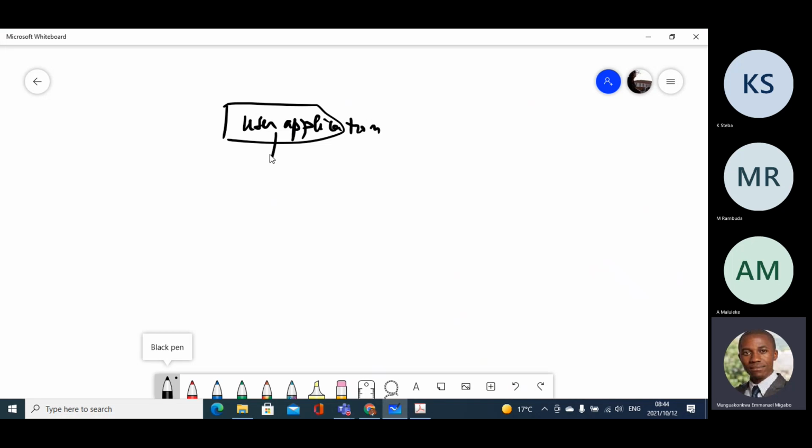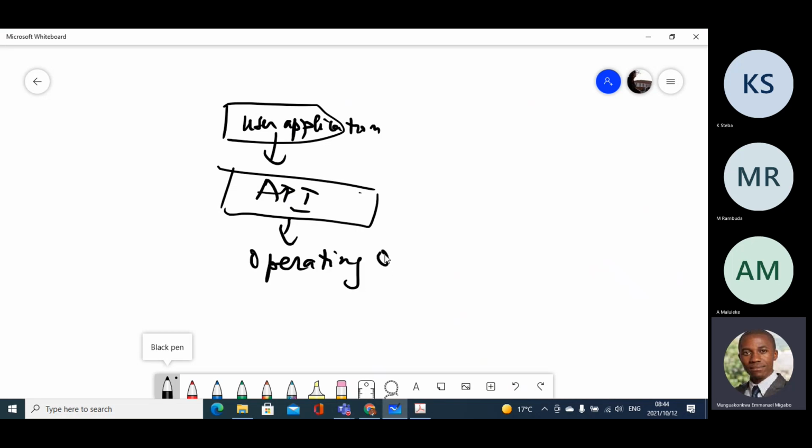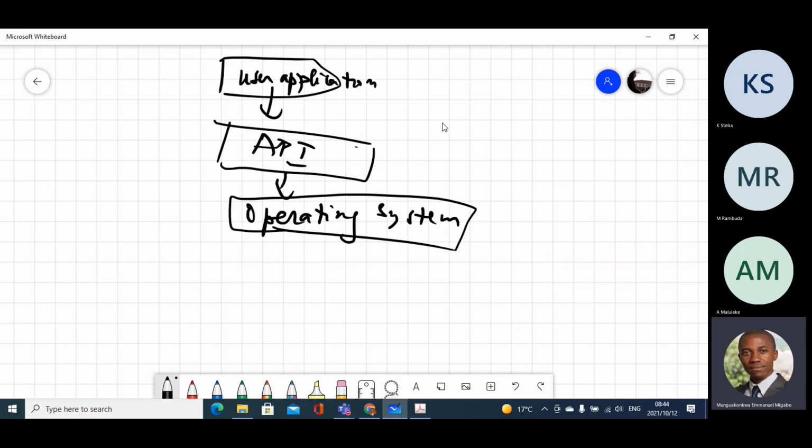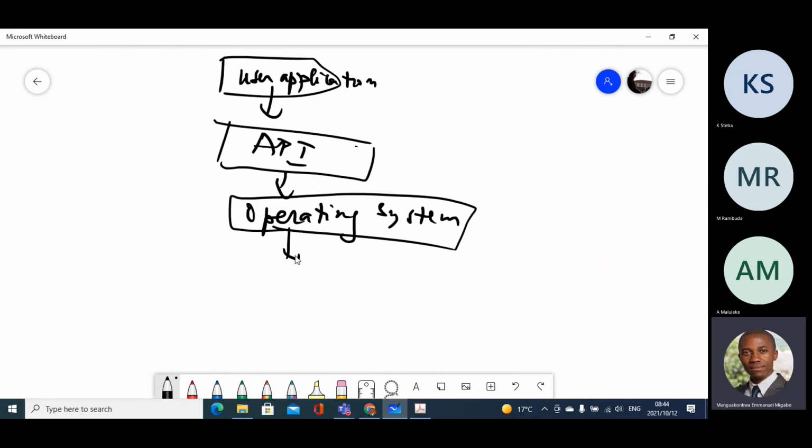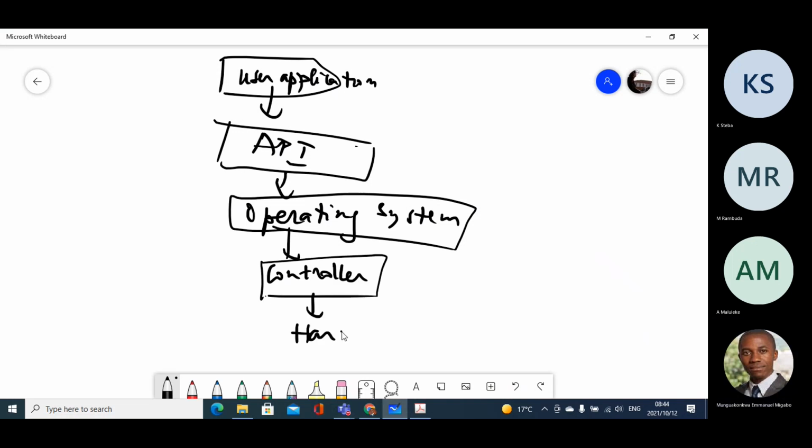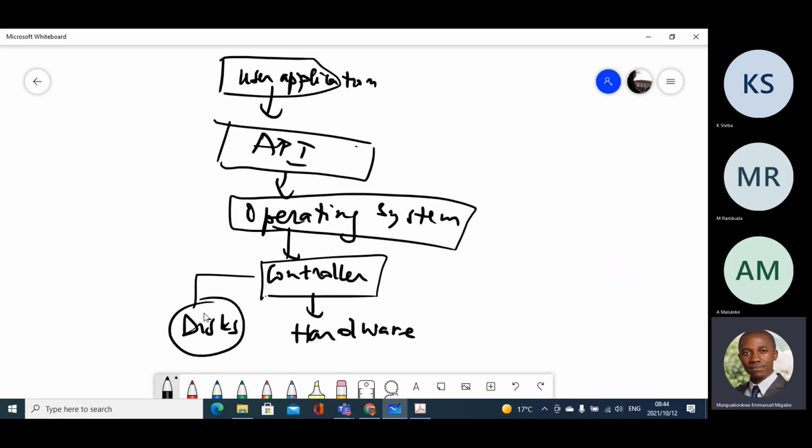Remember the hierarchy we went through: we've got an API, and from the API, we've got the operating system, just as a reminder. And from the operating system, we can go down to the controller, all the way down to the actual hardware. In parallel to this, of course, we can go to the disk, which is storage, basically.